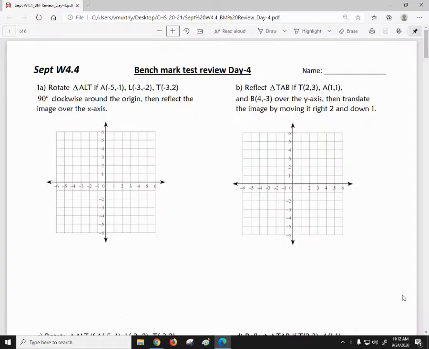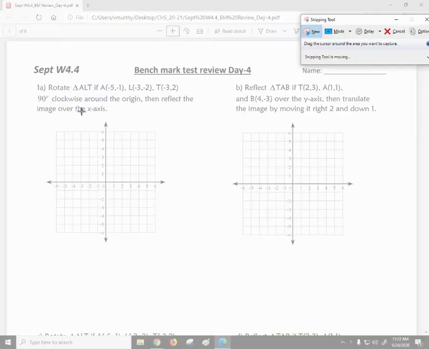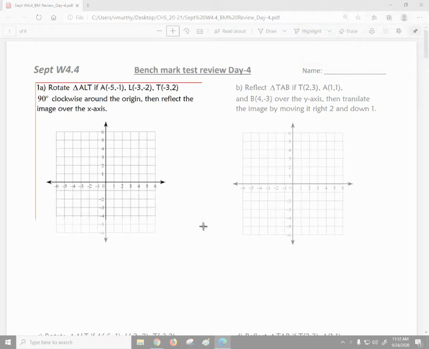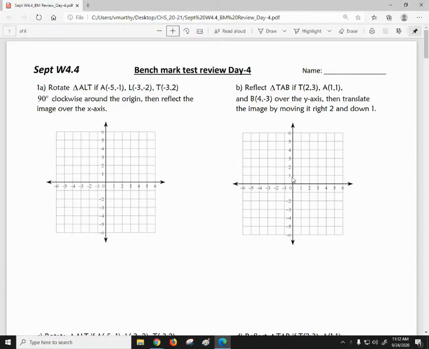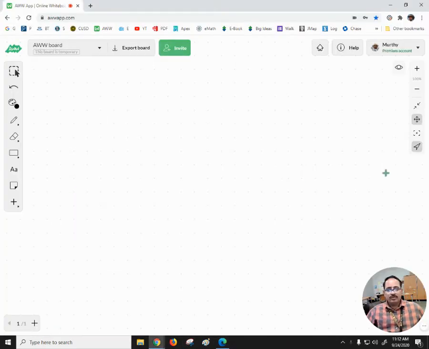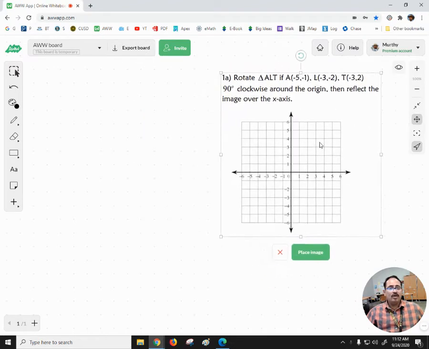In today's class, I'm going to take some review questions on multiple transformations. So let's go to the whiteboard and copy this one.